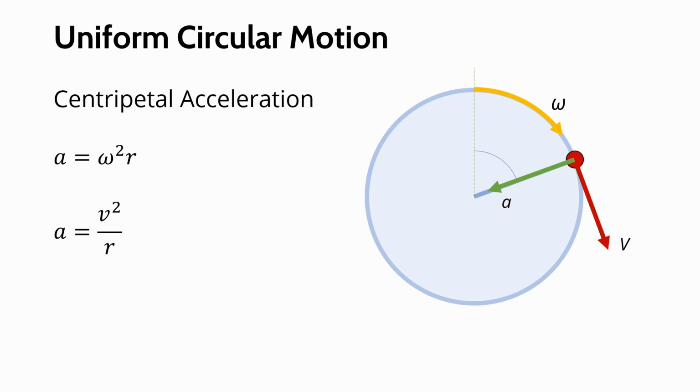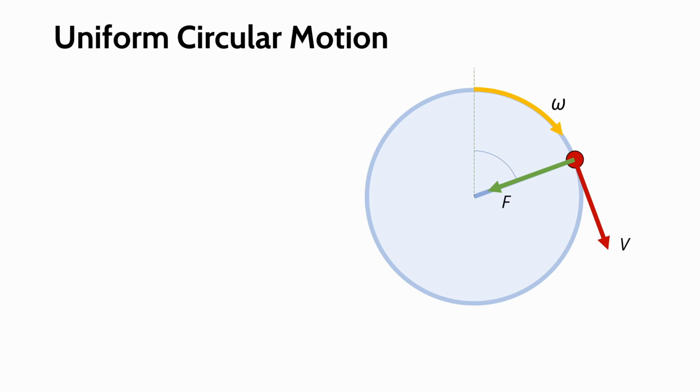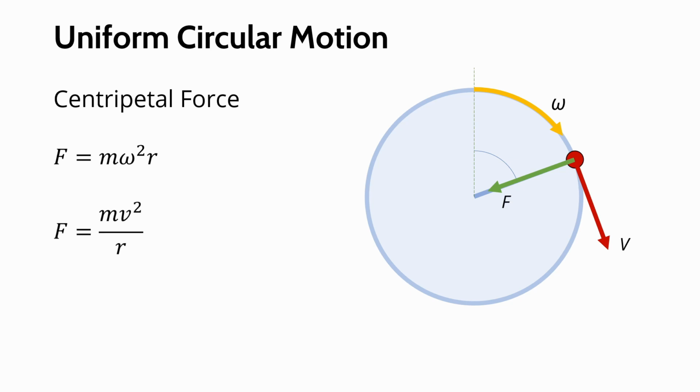Newton's second law tells us that any acceleration is the result of a resultant force. We know that Newton's second law says that the size of the acceleration is directly proportional to the resultant force and inversely proportional to the mass. And we summarise that down to F equals ma. And we can do the same thing here. So the centripetal force, in this case, is just going to equal F equals m omega squared r, or F equals mv squared over r. So that's just the mass of the object multiplied by the centripetal acceleration.